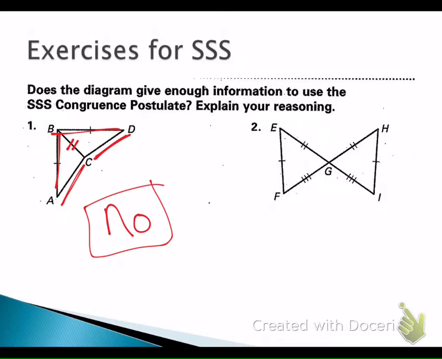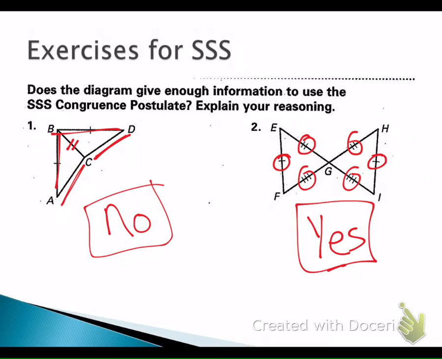What about number 2? Yeah. See how these guys match? And then these guys match, and then these guys match? So all 3 match from each. So this one would be a yes. What are your questions? How did you find out? If it's the same segment in both triangles, it's congruent.